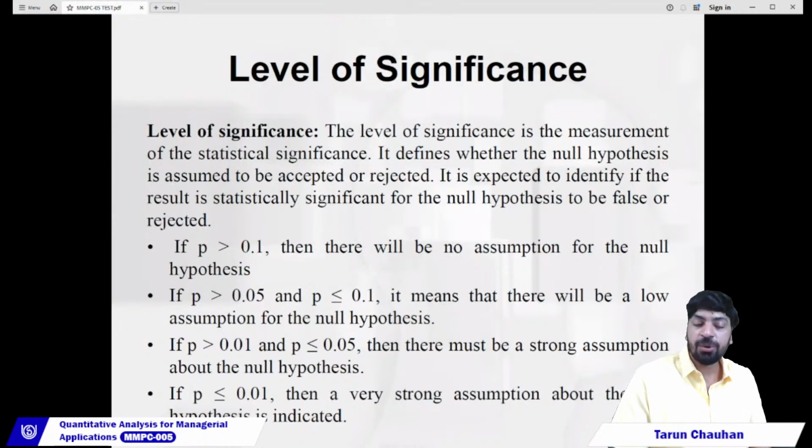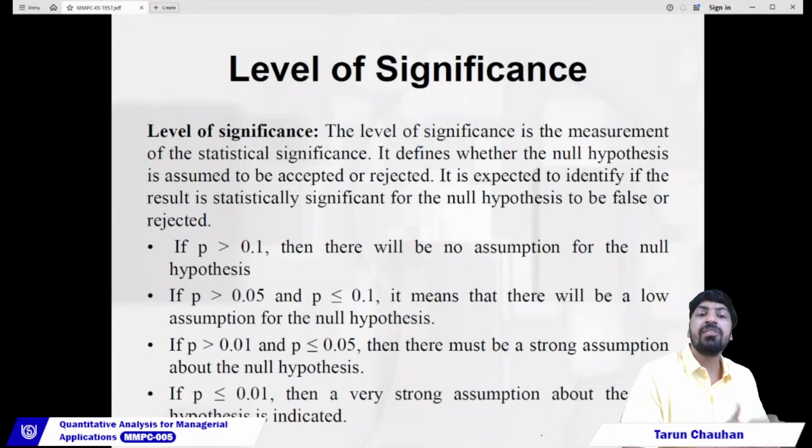If the P value is less than 0.01, that means a very strong assumption is to be made about the null hypothesis by the researcher, and it is always indicated in the results as well. We can see the calculated results using the data set by the researcher. So these are the four categories, the four basic rules of the level of significance. If P is more than the limit, there would be no assumption. There would be a low assumption. There would be a very strong assumption. There would be a strong assumption about the null hypothesis.